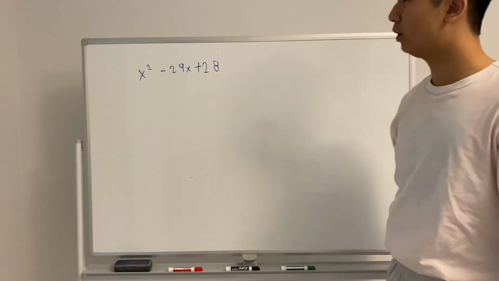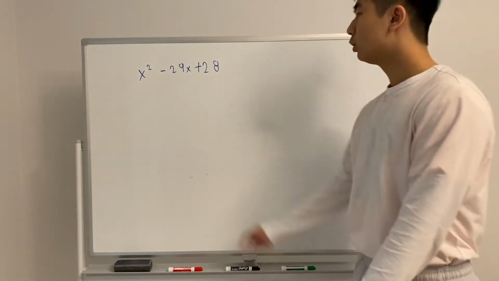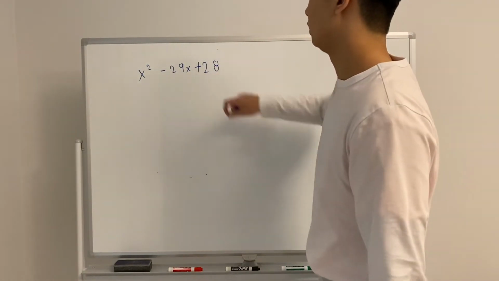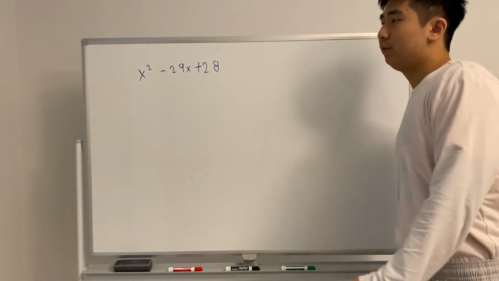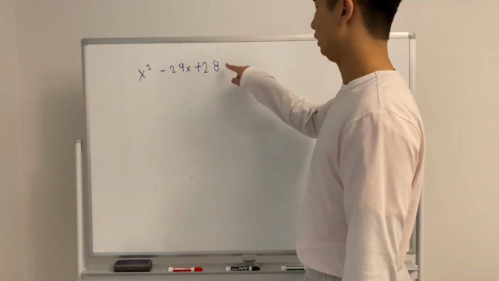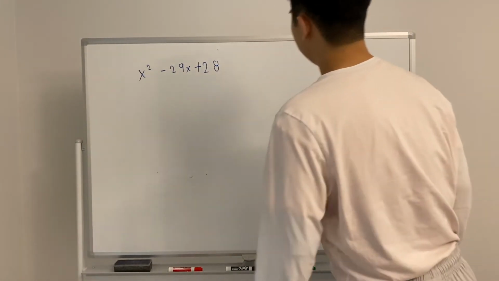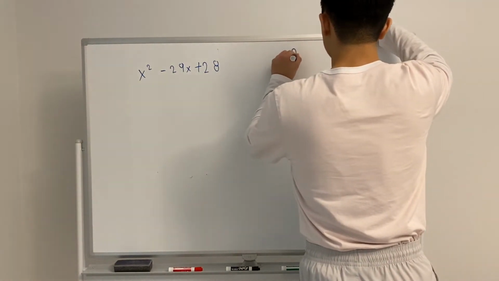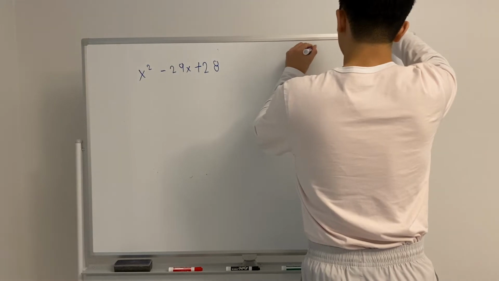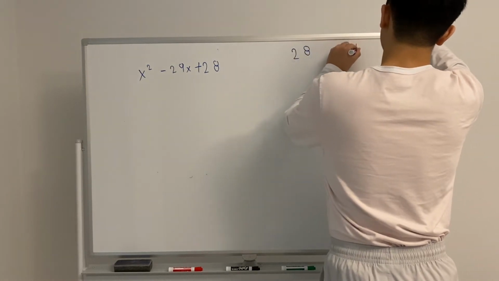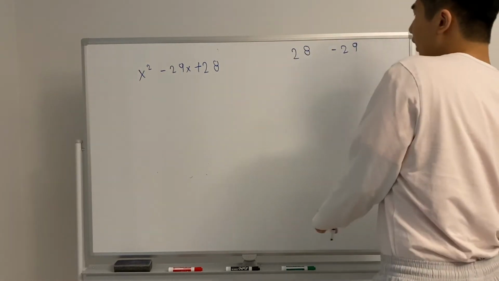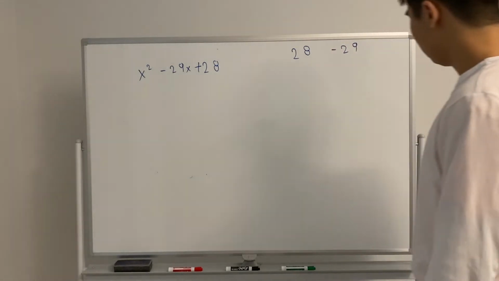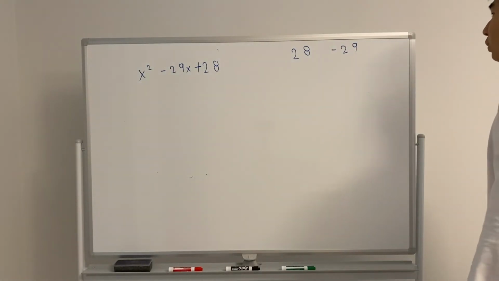Alright, so one more question when a is equal to 1. We have x squared minus 29x plus 28. So we have to figure out which two numbers multiply to 28 and add to negative 29. So let's write that out. 28 and negative 29. Okay, so this one's a little tricky, but it's manageable.